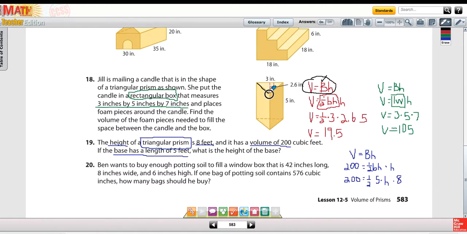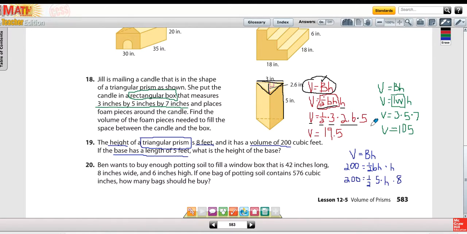In this case, the base is a triangle, so the capital B is going to be the area of a triangle formula, which is 1/2 base times height. And then I'm going to multiply it by the height of the whole prism, which is where that extra h comes into play. Okay, the next step, I'm going to substitute in the numbers that I know. In this case, 1/2 is a constant there. The base of the triangle is 3. The height of the triangle is 2.6, and then the height of the prism is 5.